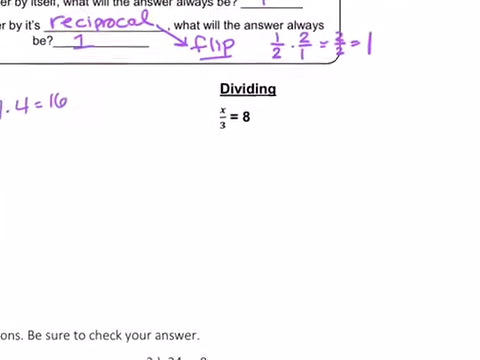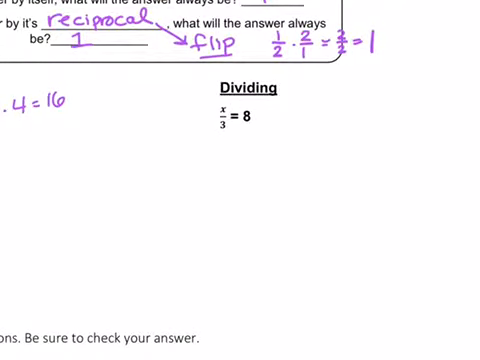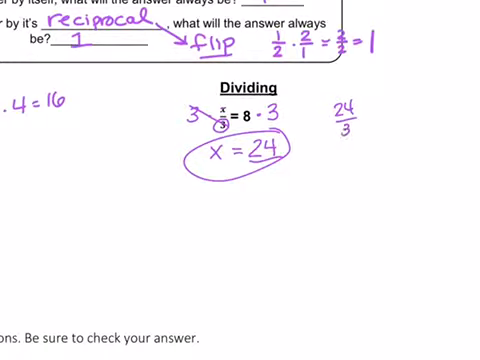All right, here's a dividing example. It says x divided by 3 is equal to 8, and we use multiplication to solve it. So we multiply by the denominator. So multiply this side by 3. That cancels out. You're just left with x, and multiply this side by 3. X is equal to 24. And again, we know that's true because if I plug in 24 for x, 24 divided by 3 is equal to 8, and that's true.